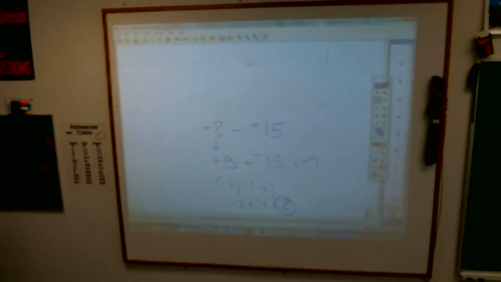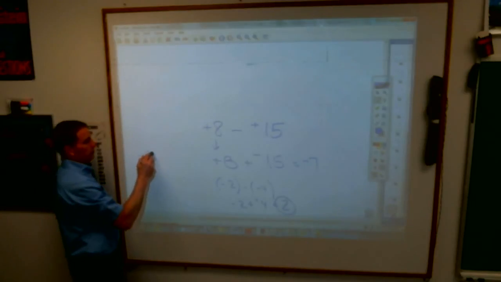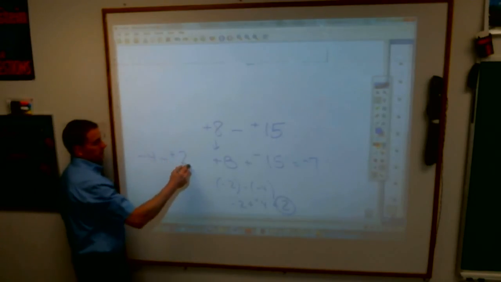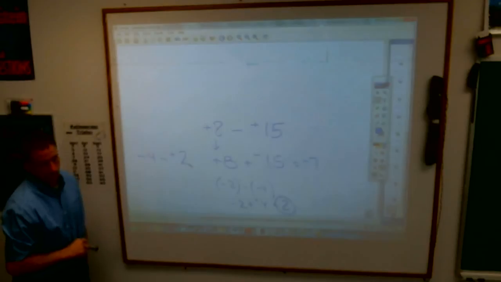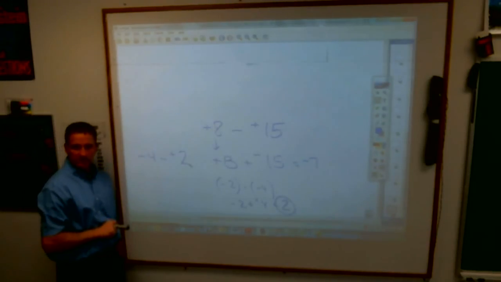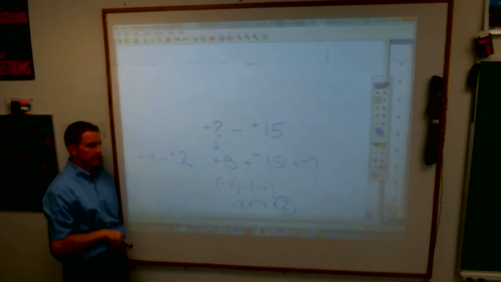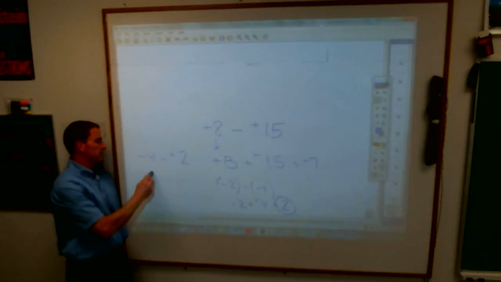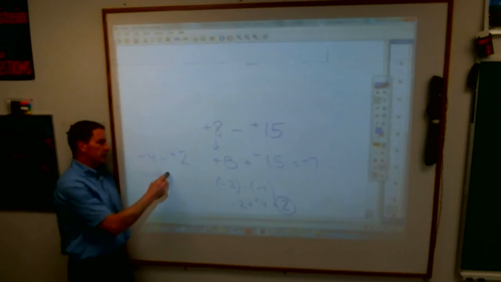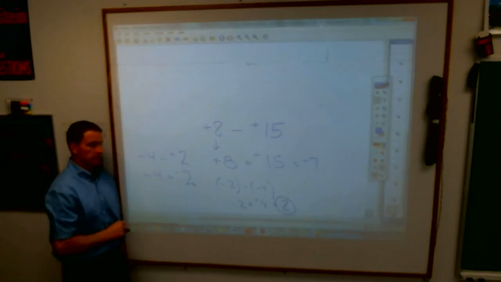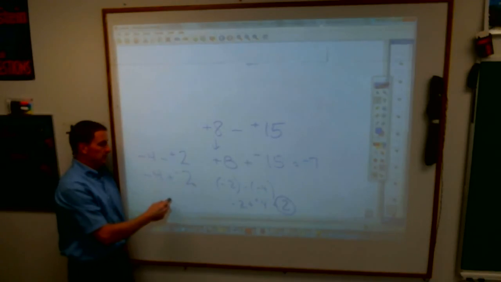How about negative 4 minus a positive 2? Negative 4 minus a positive 2. What is negative 4 minus a positive 2? What does that change to? And again, this is why you write it on your paper. You put that down. This would become negative 4 what? Plus a negative 2, which is, right? Negative 6.